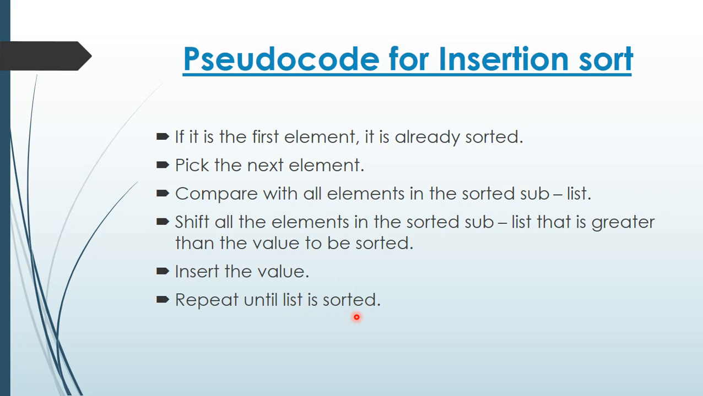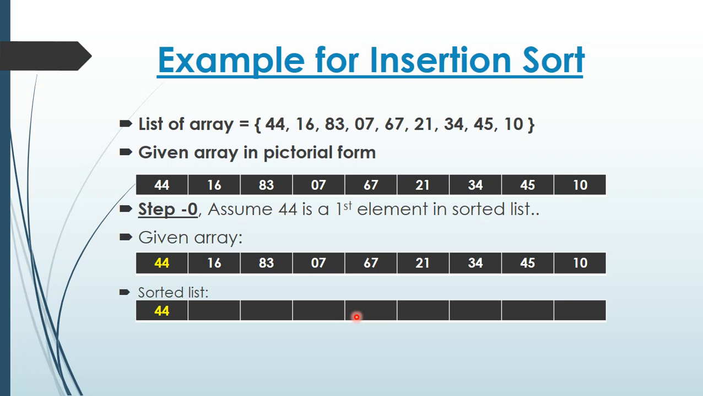So let's see the example to get a clear idea. Example for insertion sort. The list of arrays is 44, 16, 83, 7, 67, 21, 34, 45, 10. So there are 9 elements in this array. What we have to do is show the given array in pictorial form.